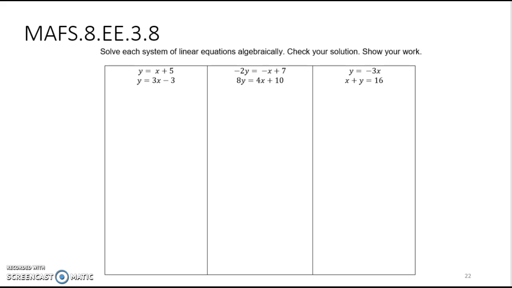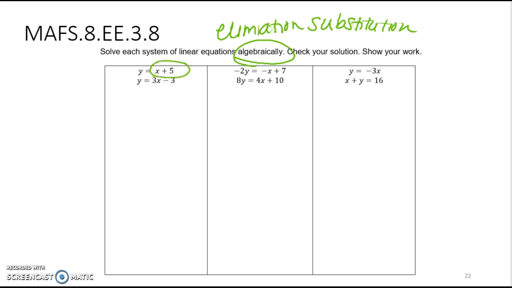All right, so we're going to solve each of these systems algebraically. That means we're either going to use elimination or substitution. When we use substitution, we're literally going to take what y equals in one equation and plug it in for the other. So x plus 5 equals 3x minus 3. We can solve for x.